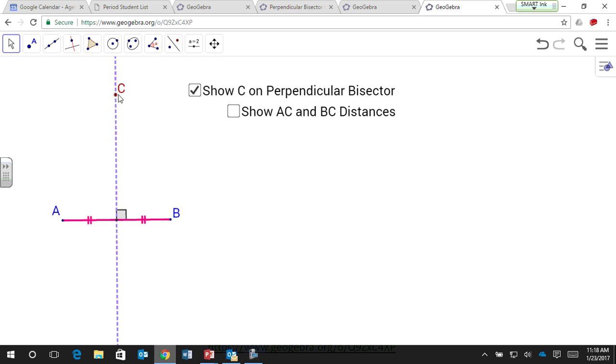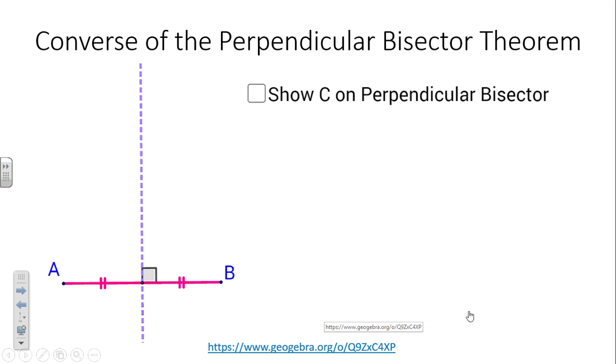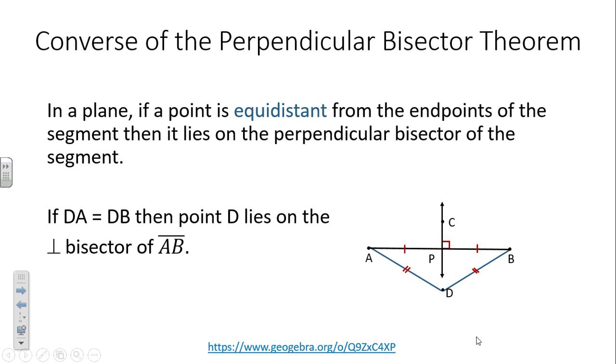So here's our C that happens to be on the perpendicular bisector, and guess what? It happens to be equidistant. Doesn't matter what I do, it's equidistant from the endpoints. Okay? So we'll minimize this. And there's a little bit more writing to do.